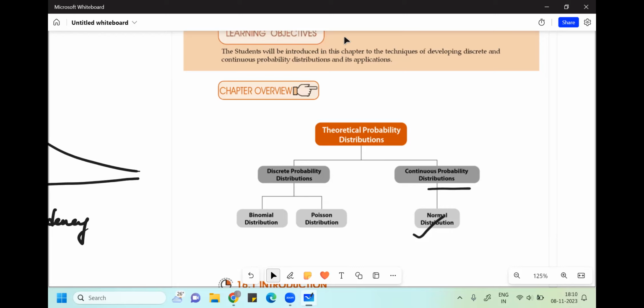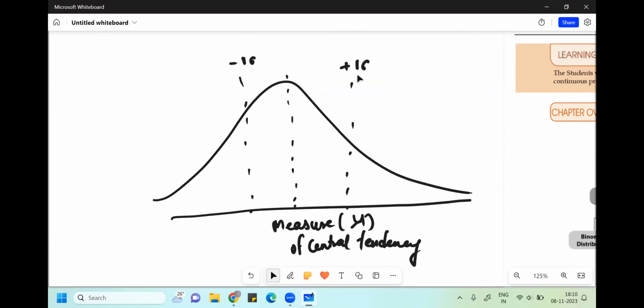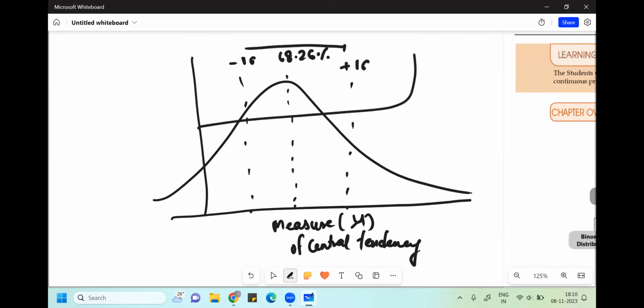Here in this chapter, first we'll study binomial distribution, then Poisson distribution, and then again I'm going to talk about the normal distribution curve, where I'm going to talk about the properties of this curve, where 68.26% of data lies within plus minus one standard deviation, while within plus minus two standard deviations 95.44% of data lies, and within plus minus three standard deviations 99.73% of your data lies.